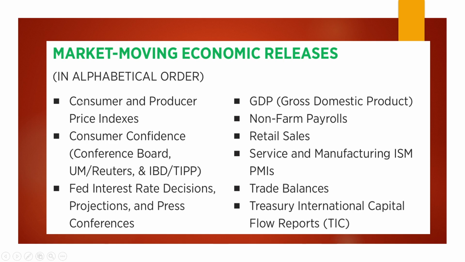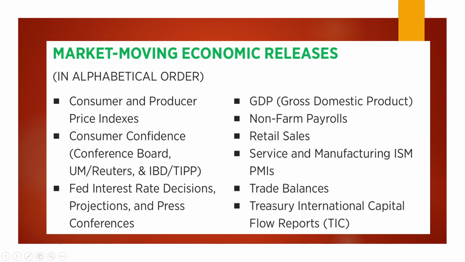Next will be the consumer and producer price index, which is what we call CPI, which is used to measure core inflation, influencing Fed policies. The next will be your GDP, which is the gross domestic product. Then we go on to the retail sales, and then the services and manufacturing ISM and PMIs. This reflects business sentiment and economic activity. Number 7 will be your consumer confidence, a sentiment-driven indicator that affects the spending outlook.